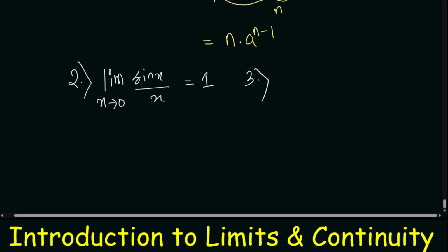I'm going to quickly write down 2 or 3 more properties which are of the same type. The first one is limit x tends to 0 of log of 1 plus x, where the base is e, divided by x, is equal to 1.